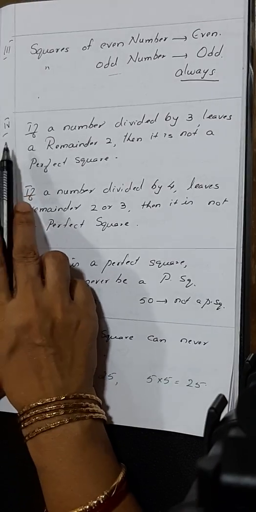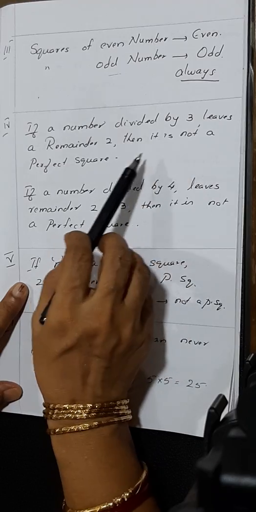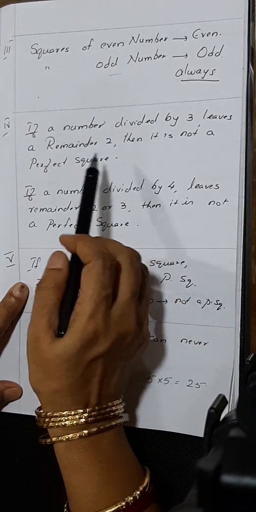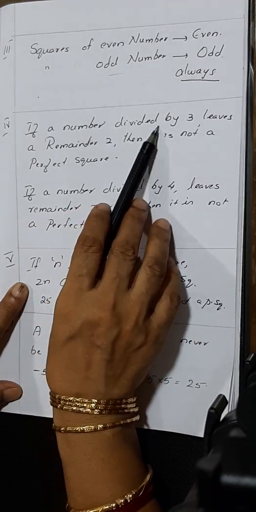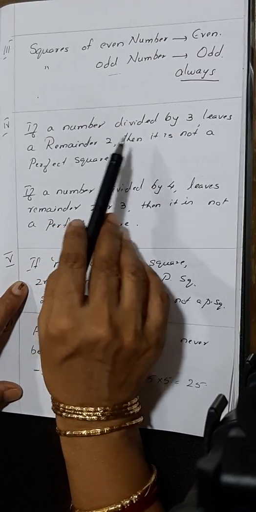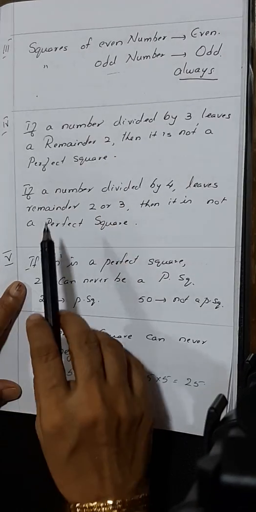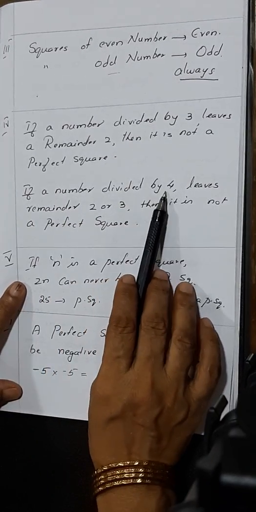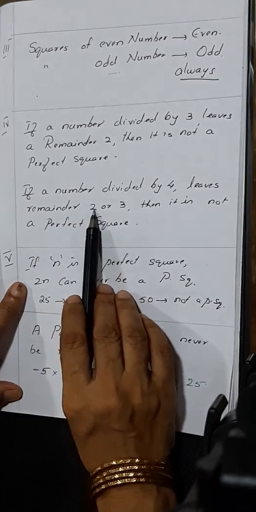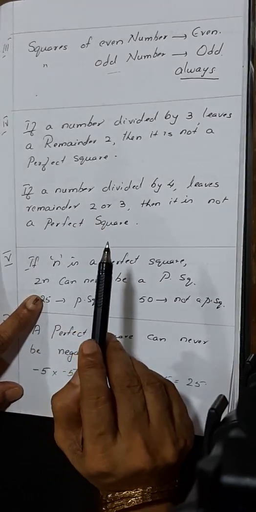Now another property, also used to say that a number is not a perfect square: if a number is divided by 3 and you get a remainder of 2, then you can say 100% it is not a perfect square. Similarly, if a number is divided by 4 and you get a remainder of 2 or 3, then again it is not a perfect square.